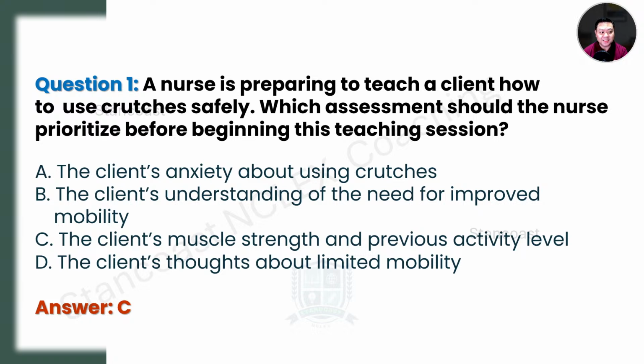Now if you selected letter A, the client's anxiety about using crutches, this is somewhat relevant, but it doesn't really take priority over the physical capability that is needed when they're supposed to use the crutches. If you selected letter B, the client's understanding of the need for improved mobility, this may support motivation, but it does not directly impact the client's immediate physical safety when using the device. If you selected letter D, the client's thoughts about limited mobility, these are somewhat relevant to the emotional adjustment process, but not going to be the primary assessment, especially since you're going to promote this patient to use the device pretty soon.